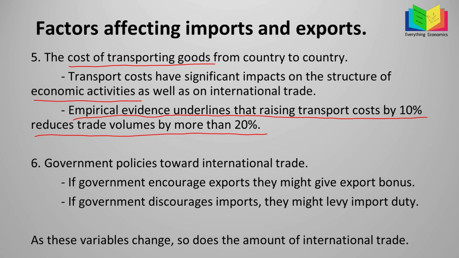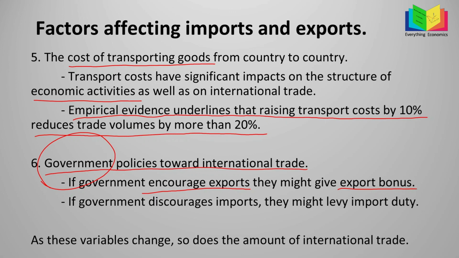And finally, the sixth factor is government policies toward international trade. How could we forget the government, one of the most important factors? So if the government encourages exports, if the government decides that, okay, we need to increase exports, they might change their policies, and they might give an export bonus, which is a kind of bonus to exporters. They might reduce duties on exporters. In that case, exports would increase.